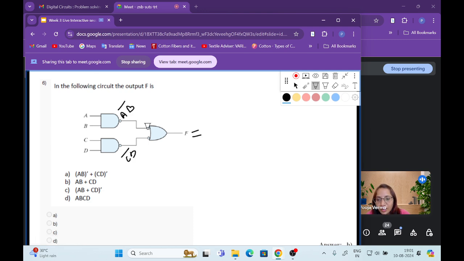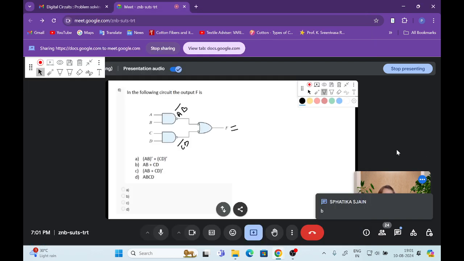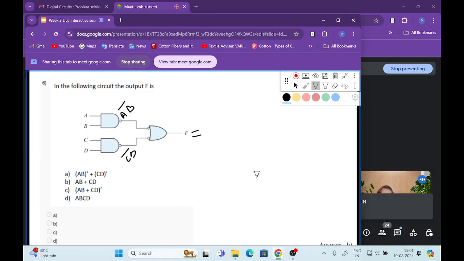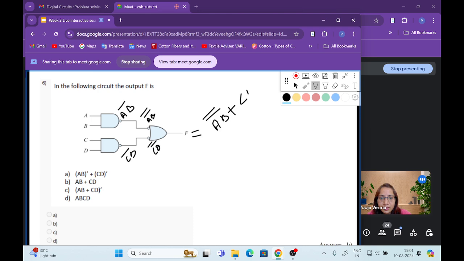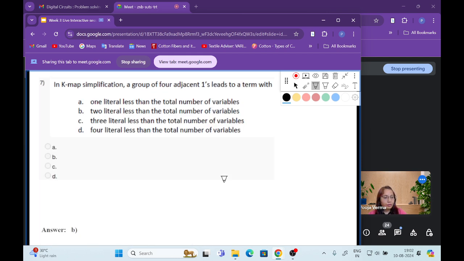Now the output here, the inverter is also applied, right? Before this input, so AB bar and then again bar. Here also CD double bar. So F will be, it is an OR gate, so just add AB double bar plus CD double bar. Now it is double bar, so you can remove it directly, AB plus CD. Okay, so option B is the correct answer for this question. Okay, AB plus CD.